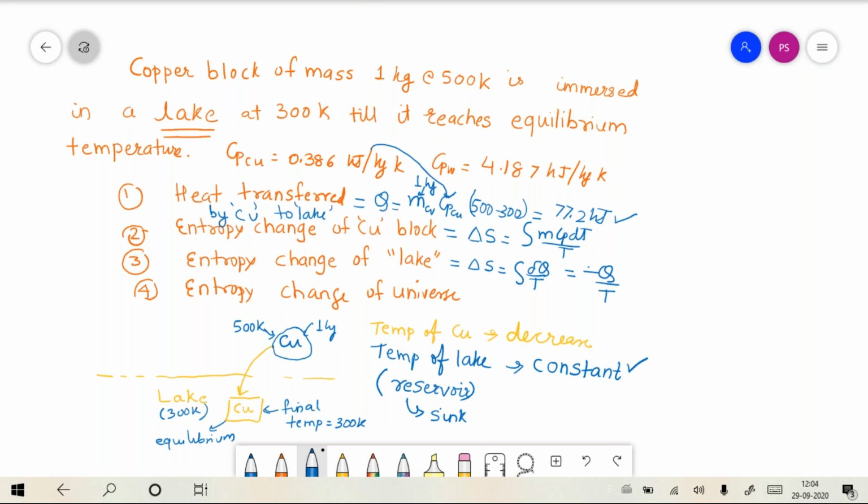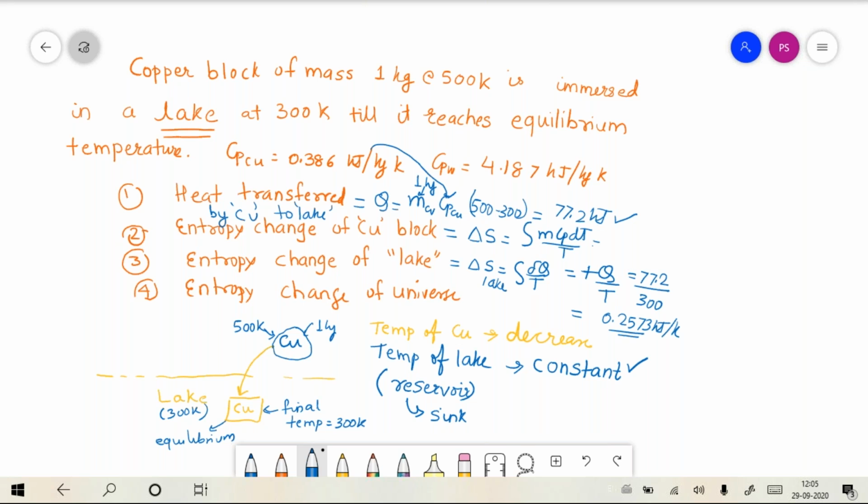So this has to be positive. Why is this positive? Because heat is gained by the lake. So that value would be 77.2 upon the temperature of the lake, which is 300. That becomes the entropy change of the lake, that is 0.2573 kilojoules per Kelvin.